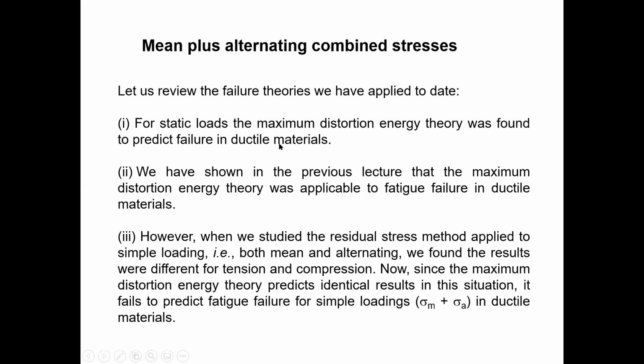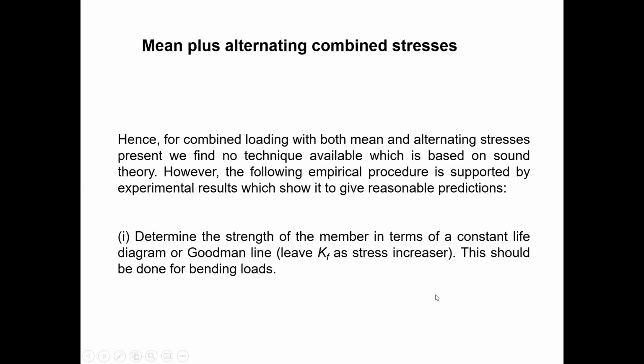So we should know how to use that maximum distortion energy theory for that, and we can apply that one. The maximum stress, last time we discussed, if we apply the mean load plus alternative stress, with the amplitude of the alternative stress, the minimum one is sigma m minus sigma a. We already know that.